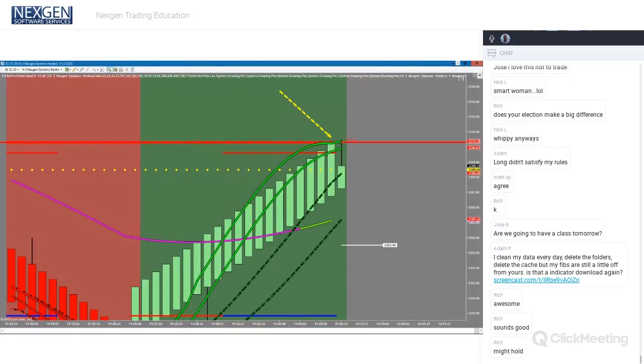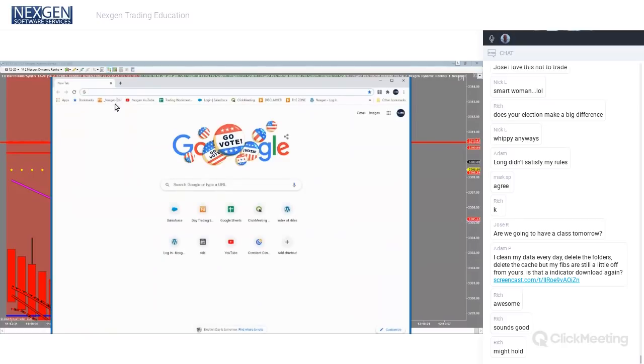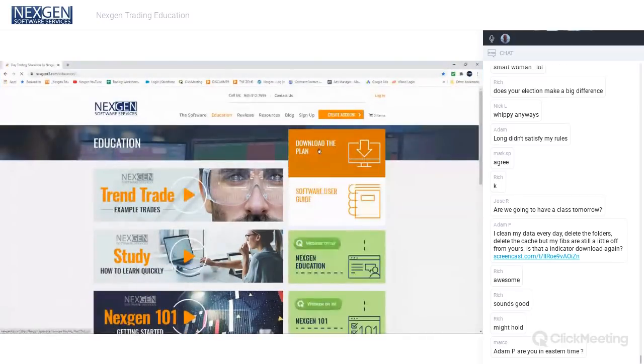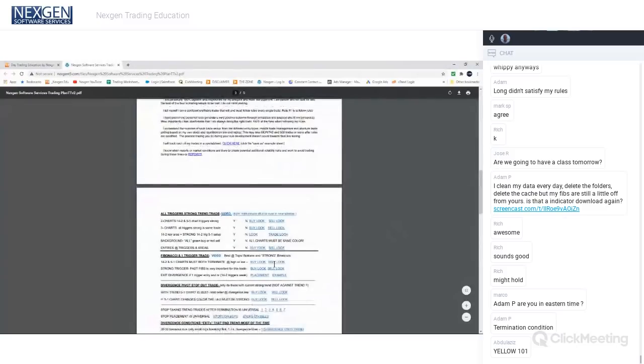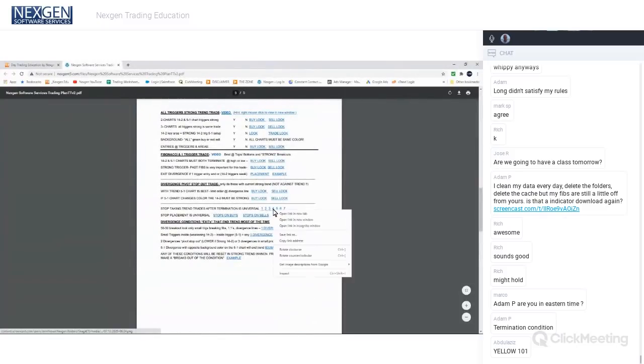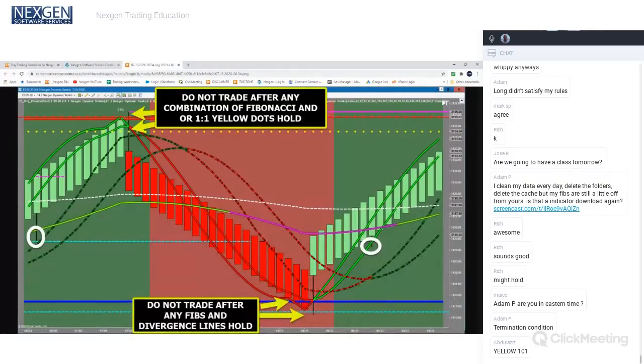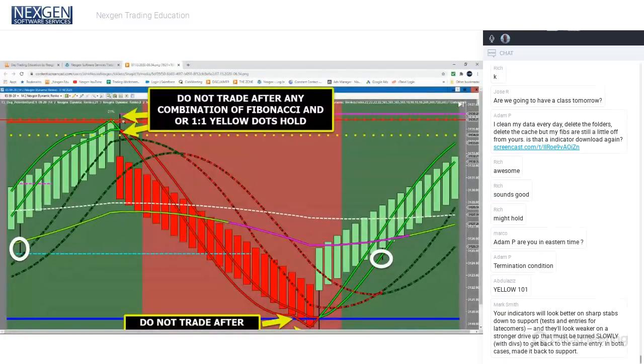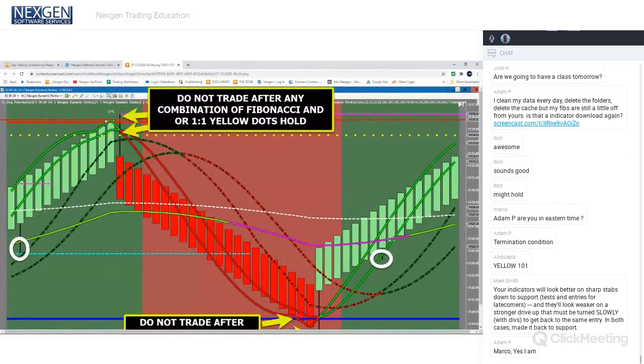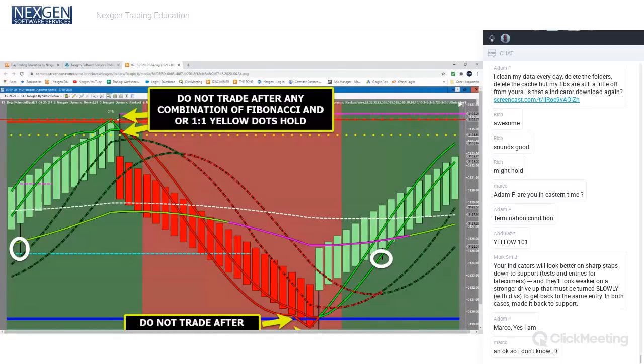Well, look right here, and you'll recall this look from our trading plan very clearly. This is the look right here. We have multiple fibs, right? And yellow dots. And the idea is not to trade long after that combination holds, especially when the triggers don't get past it. You guys understand this?